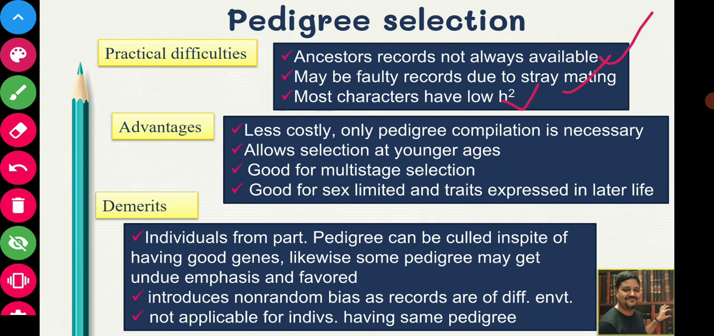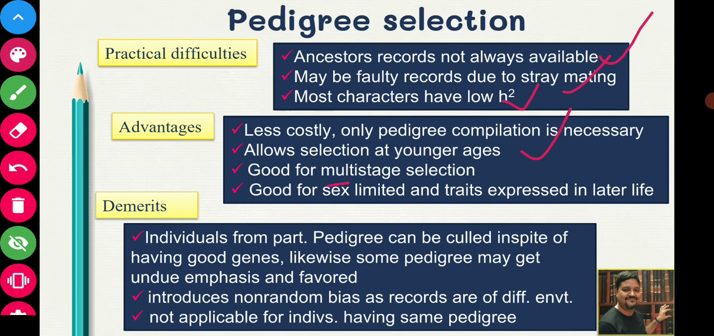So what will be the advantages? Advantages, it is very simple. There will not be any cost involved because you have to maintain only records. Only record keeping is necessary. Then it will allow selection at younger ages. Why? Because if the family pedigree is better, then we don't have to look at the individual's performance. So you can select even at a younger age.